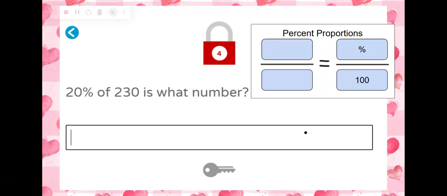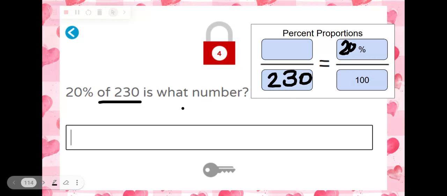Number 4, 20% of 230 is what number? We have our percentage this time. You'll find that the percentage is the easiest to see whether you have it or you don't, because it has that percent symbol. The part over whole is a little bit harder to determine. 20% of 230 is what number? Is over of.